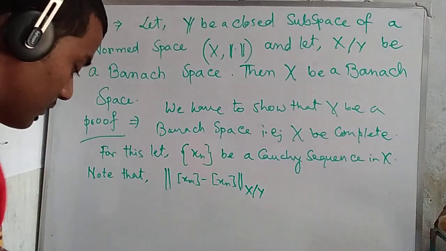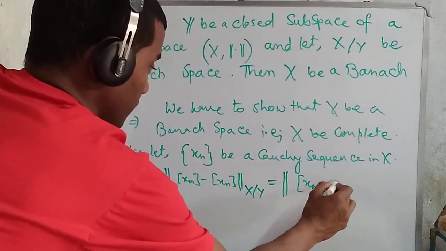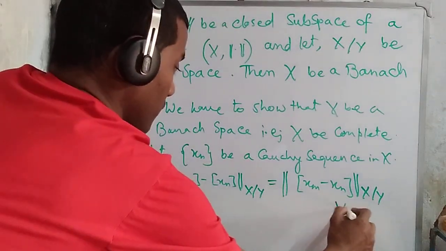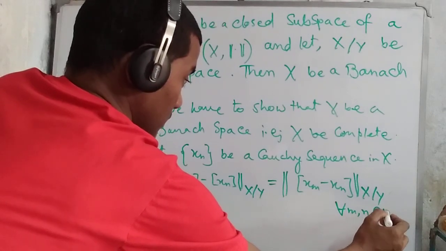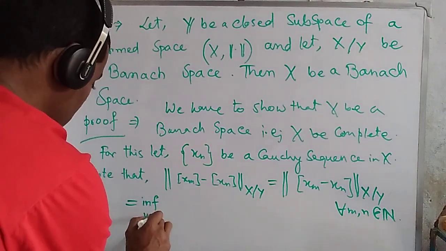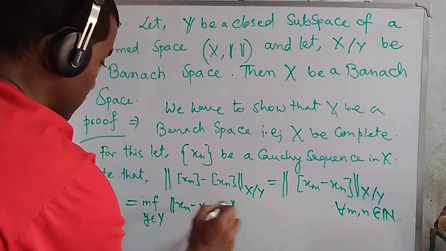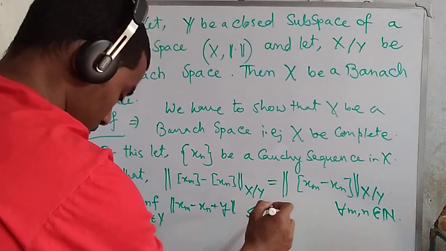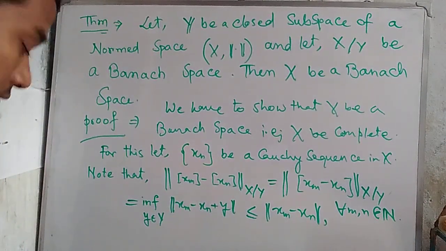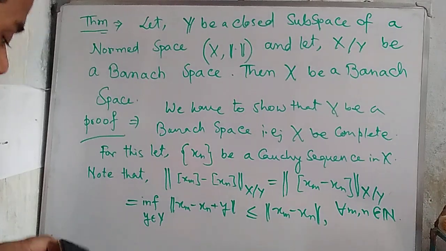Then the norm of x_m minus x_n in X/Y, for all m, n belonging to the natural numbers, equals the infimum over y belonging to Y of the norm of x_m minus x_n plus y. This is less than or equal to the norm of x_m minus x_n. Now we erase this portion and go to further discussion.